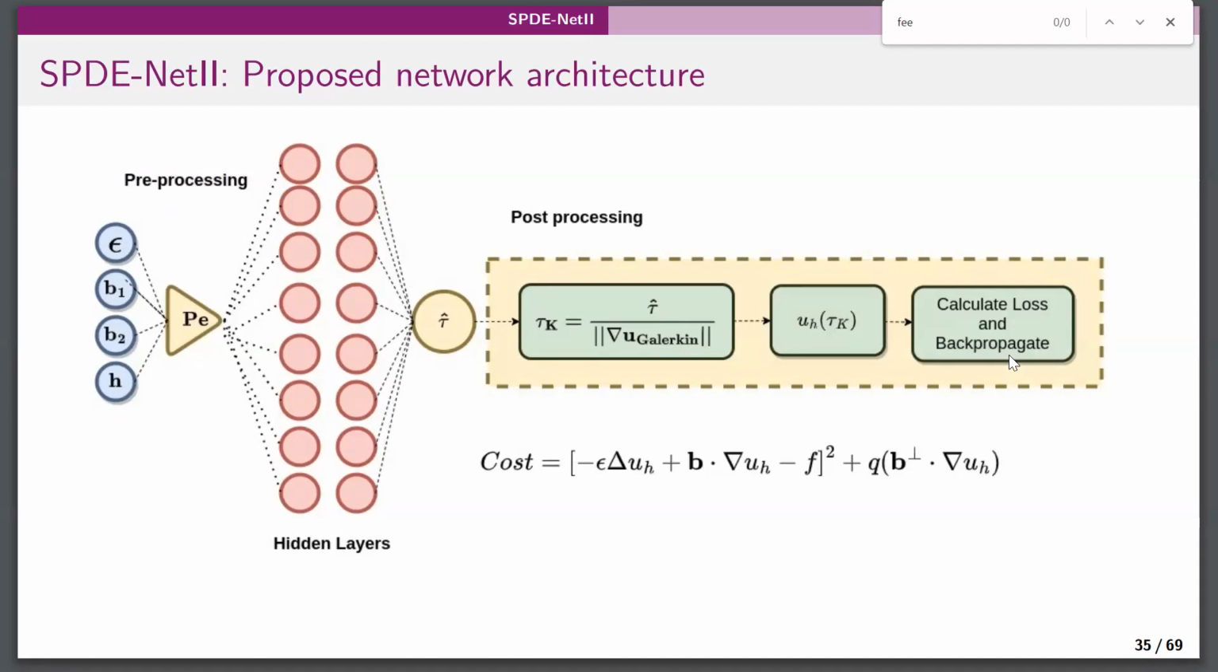So this is the PINN loss function, correct? Sorry, this loss function is a PINN loss function. So why is epsilon an input? What is the range of epsilon? Are you solving for multiple epsilon at the same time?